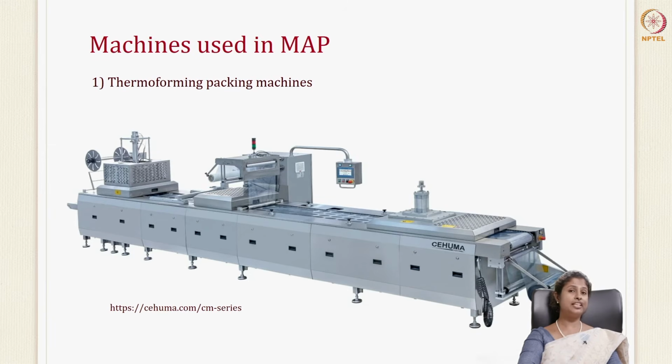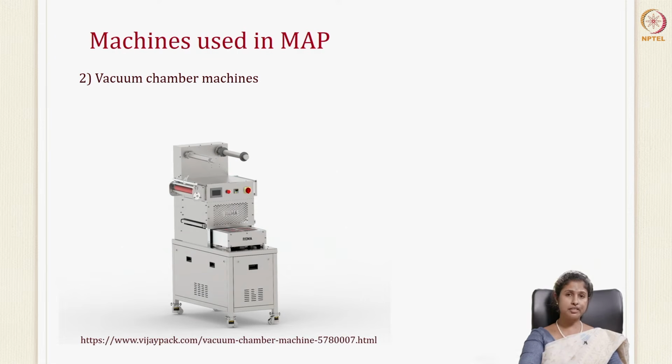Similarly, what are the machines that you use in a MAP? One is the thermoforming packing machine. Thermoform, as the name suggests, you have thermoformed or heat processed trays. The package is filled with the product and it moves. This is a continuous inline system. It need not be a batch system. Once the product is filled, you can seal it lightly, remove the gas from the package and replace it, and then seal it completely. But unlike your pouches, it will be on a tray.